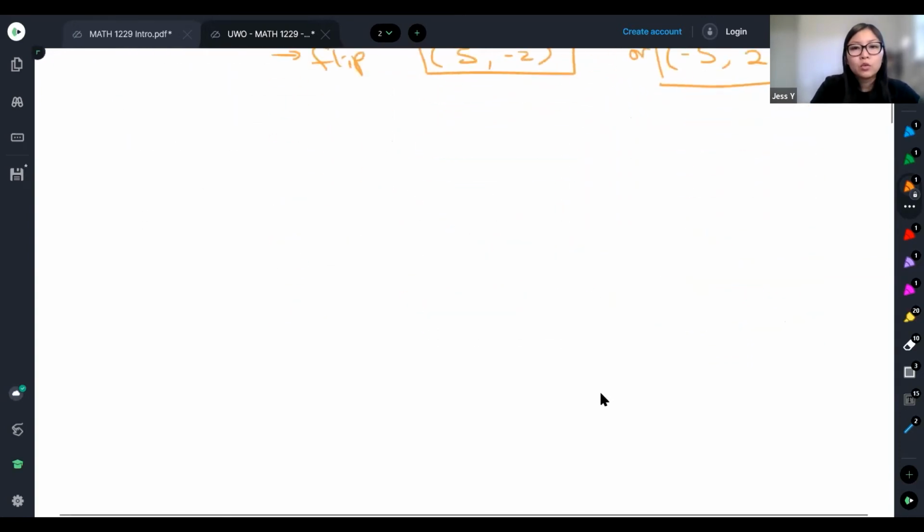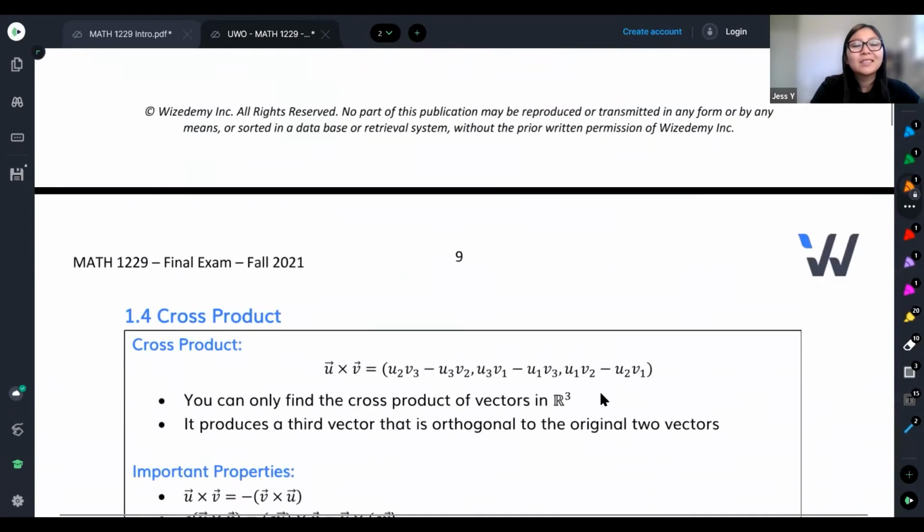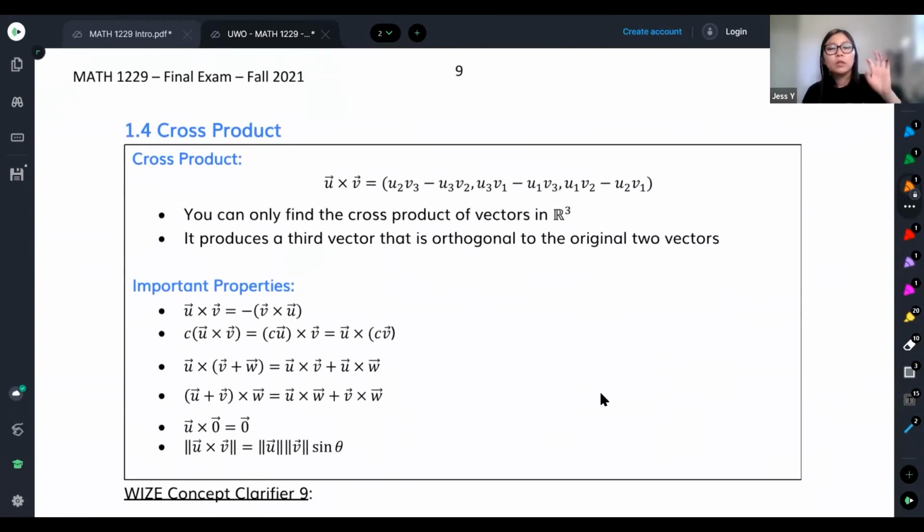Okay, we're going to move on to cross products now, which is the second type of multiplication. So we can multiply two vectors together using dot product. It's more straightforward. You multiply the numbers, add them up. And dot product helps you check if two vectors are orthogonal. Cross product, much more complicated looking, right? You have this formula here. Don't memorize this formula. I'm going to show you another way.